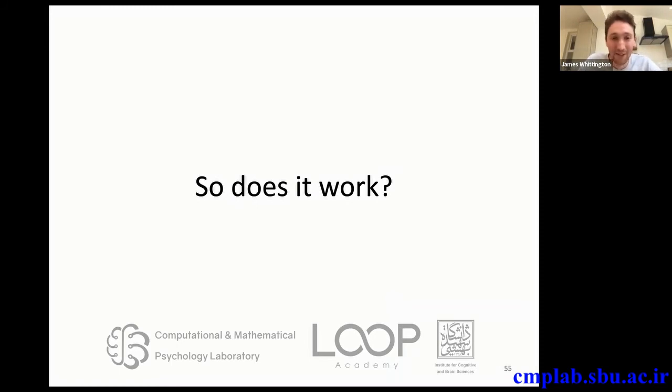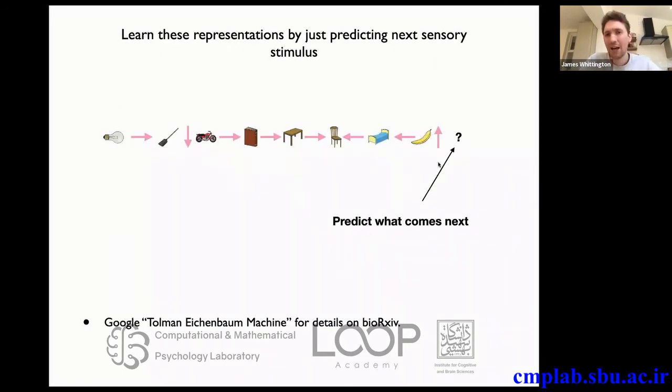Right. Okay, so does this whole thing work? Well, let's just recap quickly what the problem is. We've got a stream of sensory stimuli and relationships, and we're trying to predict what's coming next. And do just Google Tolman-Eichenbaum machine, and there's a preprint online as well, which says all this in more detail.